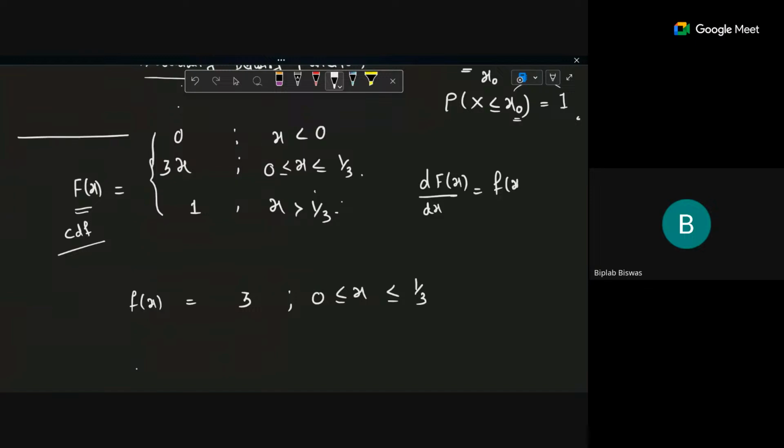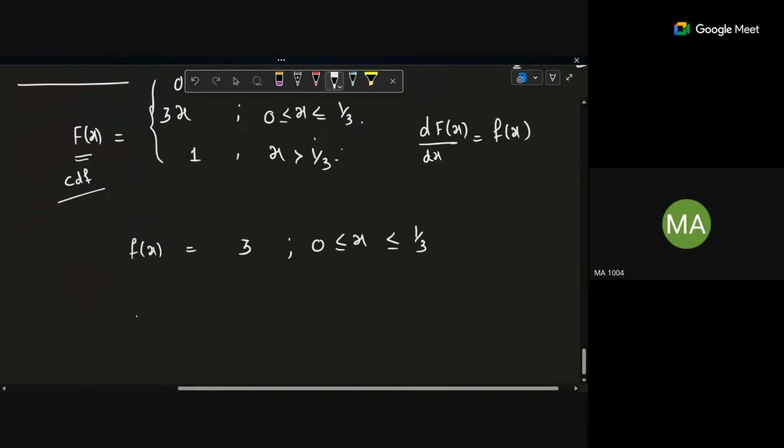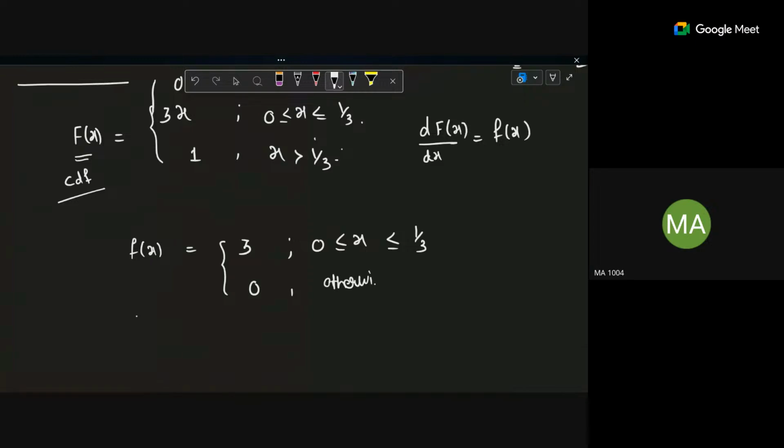Okay. So the derivative for this particular CDF is f of x equal to 3 whenever your x is lying between 0 to 1 by 3, and 0 otherwise, right? Now just tell me whether it's a valid PDF or not. What's a valid PDF? The integration should be 1, the area under the curve should be equal to 1. 3 into 1 by 3, 1.